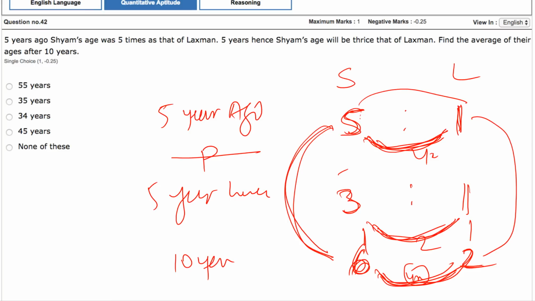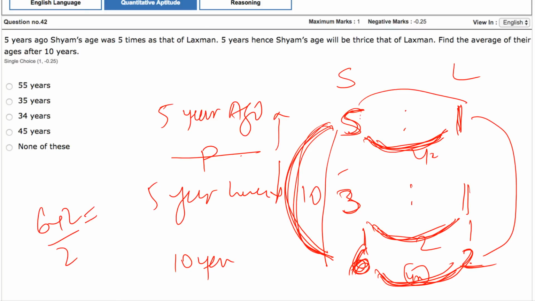Just see what the actual change is. The actual change is from 5 years back to 5 years hence, that is 10 years. So 10 years has passed and 1 unit has changed here. That means each unit is equal to 10, which we will keep in mind. Now what is the average here? 6 plus 2 by 2, which is 8 by 2, which is 4, and each unit corresponds to 10, which is 40.